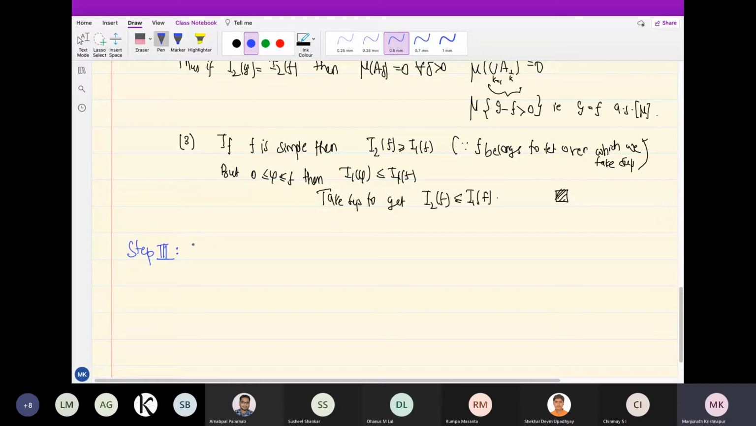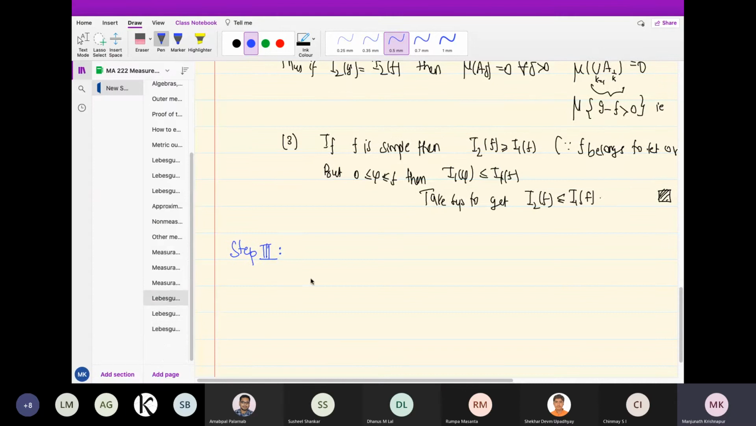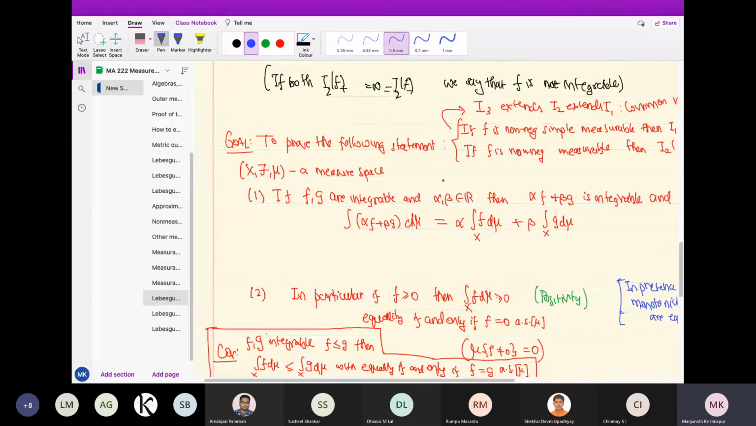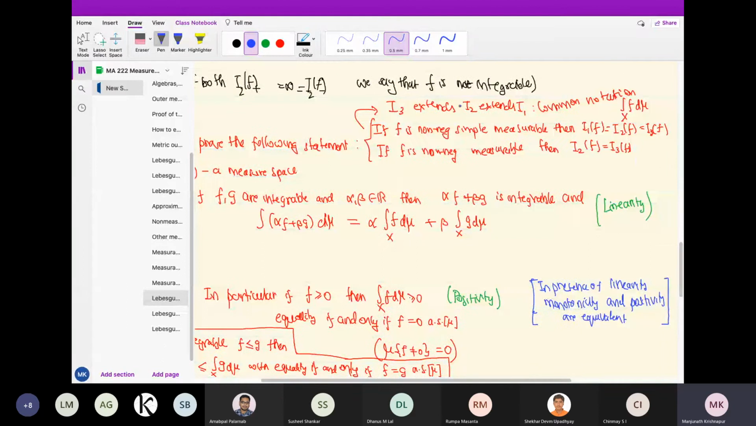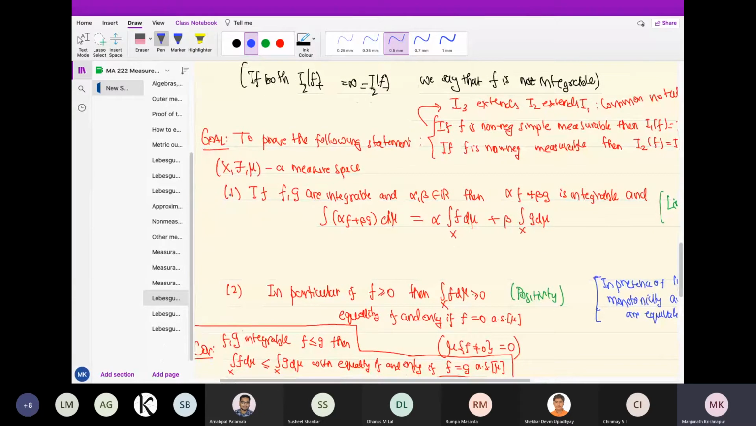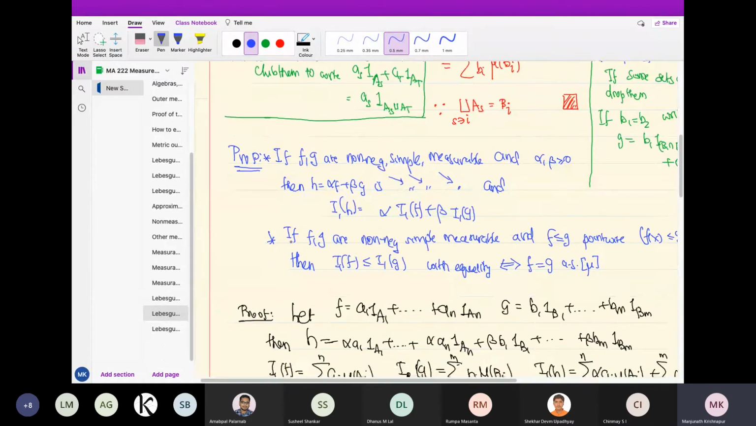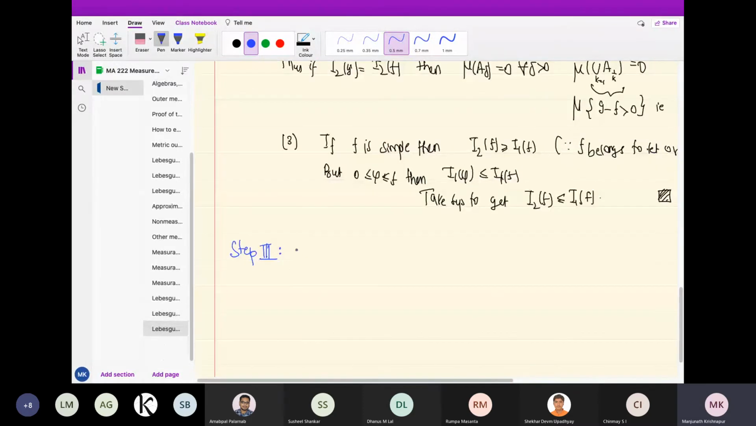So now you come to step 3. You are working with general measurable functions. And what is it that we want to prove? We want to finally get to this theorem. We are trying to get to this theorem. That is, I3 agrees with I2 on non-negative measurable functions. That's one thing, and then there are additivity and monotonicity. See, the second part is actually okay. So let's just write it out again.